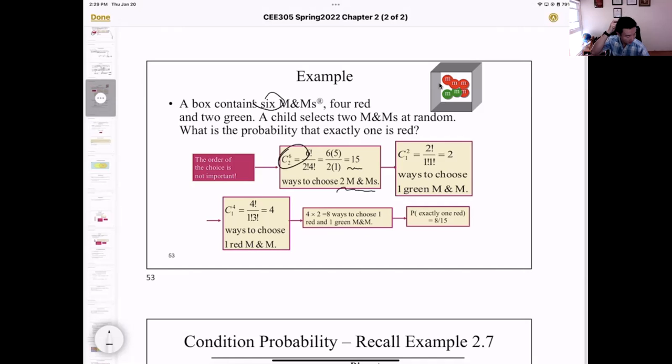Okay. So one way to resolve this question is shown here. The number of ways to choose 1 green M&M candy, because in the box we have 2 green candies, is C(2,1). We choose 1 green from the 2 green candies, so C(2,1) is 2. Similarly, the number of ways to choose 1 red M&M candy is C(4,1), because we have 4 red candies. So we have 4 ways to do that.